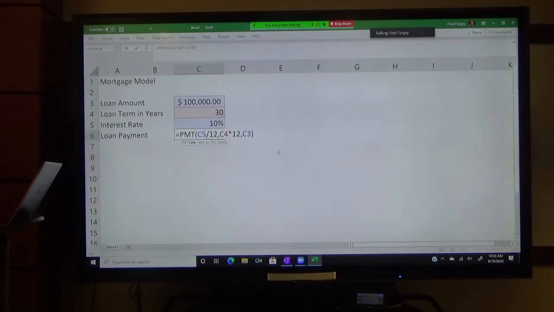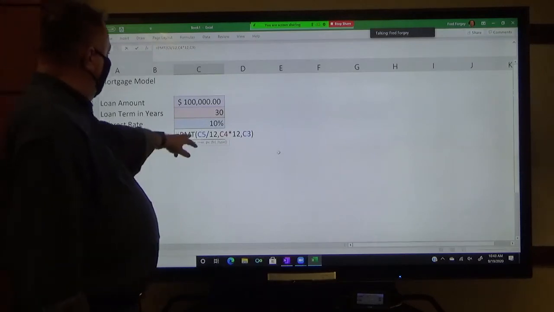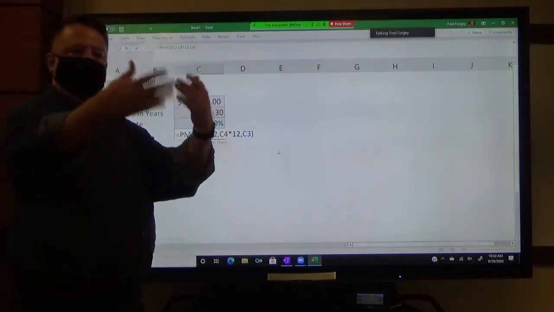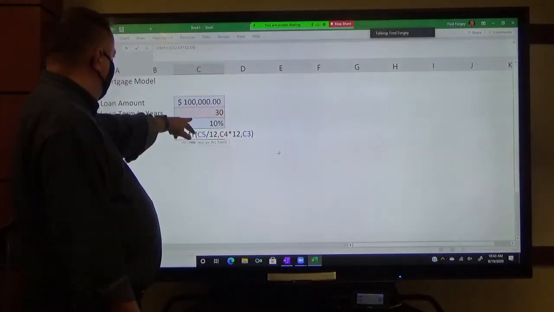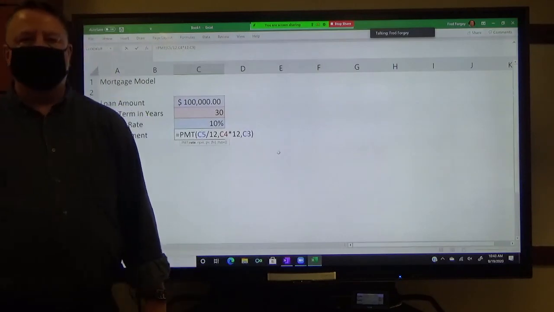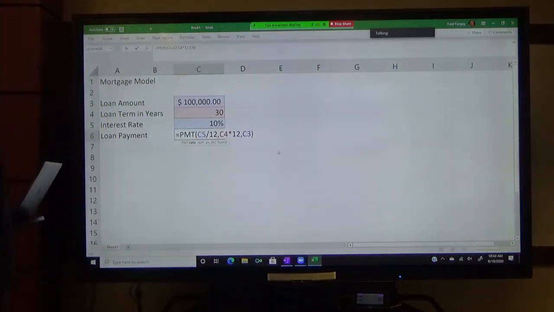Interest divided by 12. See, in Excel it's a little bit different than it is on the calculator, because in Excel, you've got to tell it, okay, we've got 12 payments per year. This is your way of telling Excel there's 12 payments per year, and adjusting the interest rate and adjusting the term. Times 12, yeah, okay. And then C4 is term, okay.